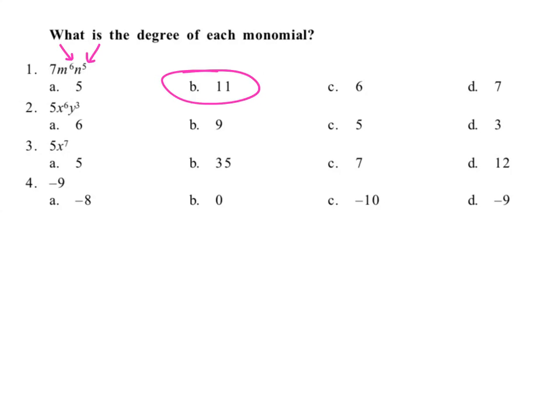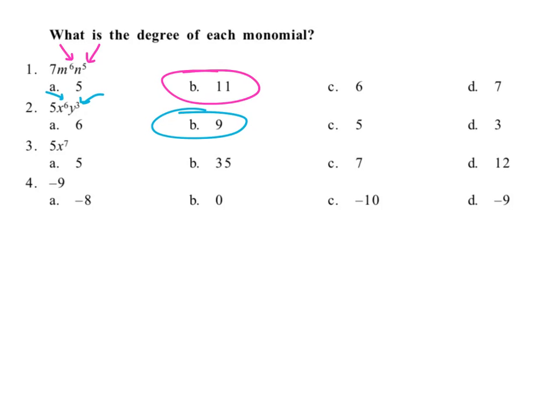Now, we will continue doing this for the rest of them. Okay, number 2, there's a 6, and there's a 3, and the 6 and the 3 together make 9. So this monomial has a degree of 9. By the way, it's a monomial because it's considered a single term. There's no plus or minus separating these, so that's just a single term.